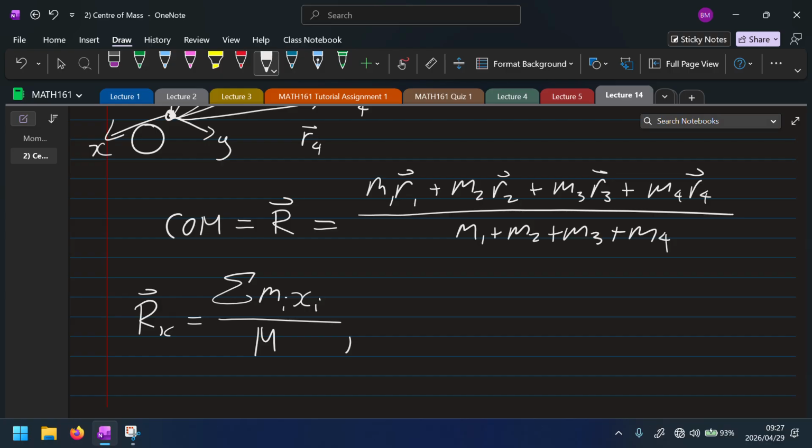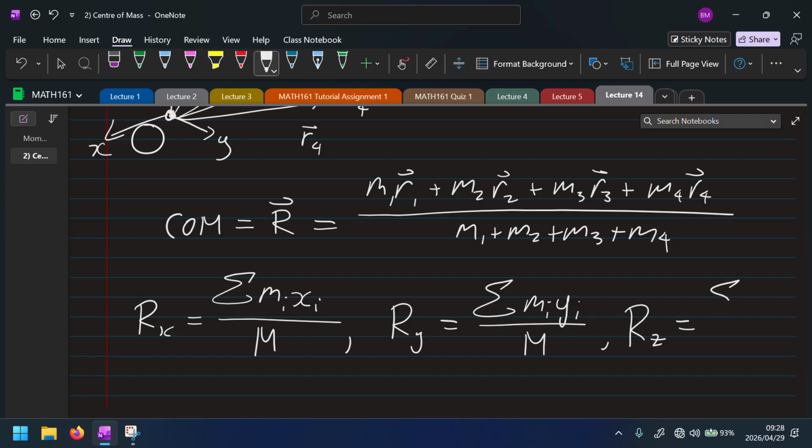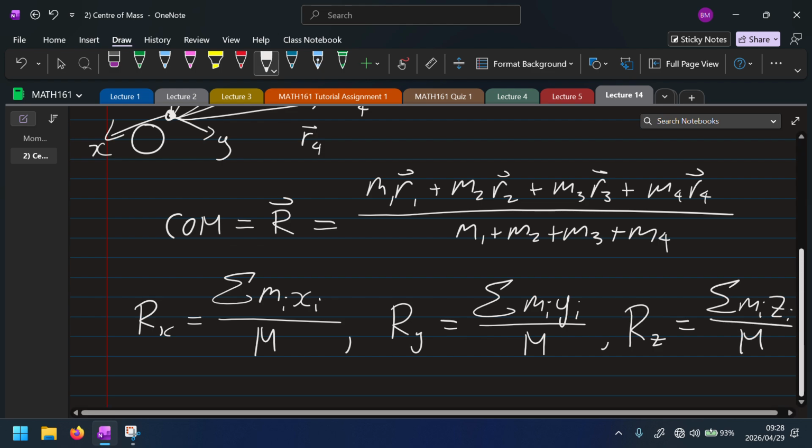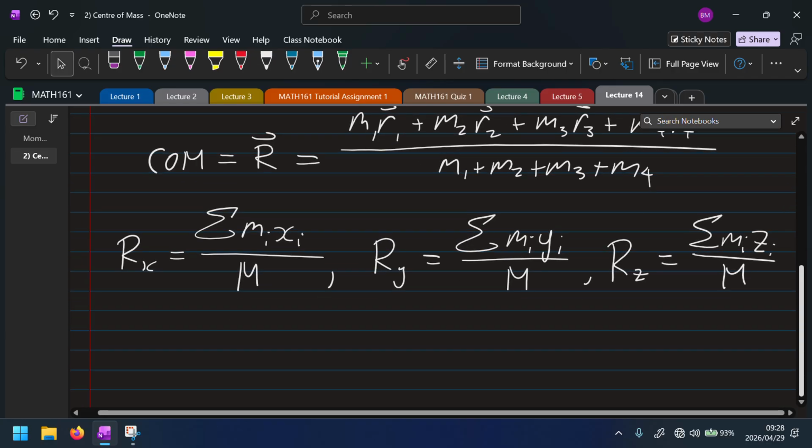Then we can do the same thing for the other components. We can find the center of mass for y. We don't need the vector anymore there. So we can write this as the sum of m_i y_i over the total mass. And the center of mass component for z will be the sum of m_i z_i over M. So we just split up our vector equation into these 3 here. Everyone okay with that step?